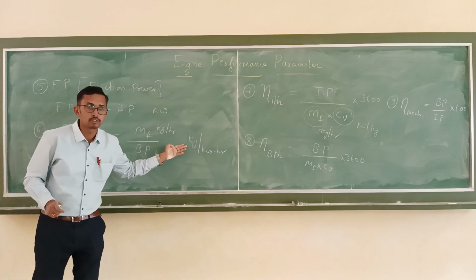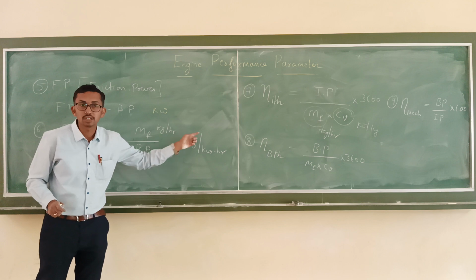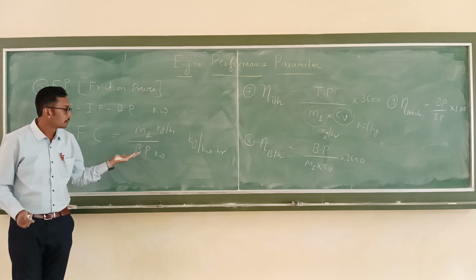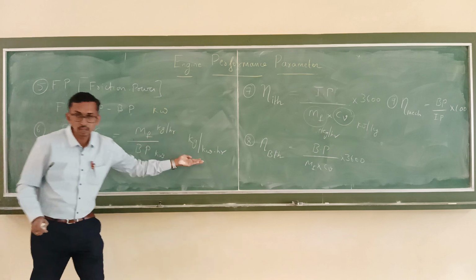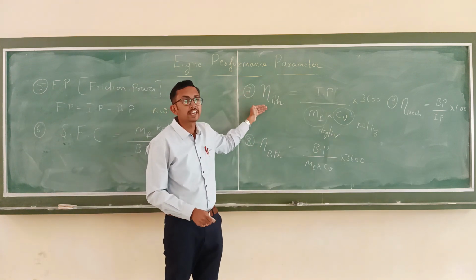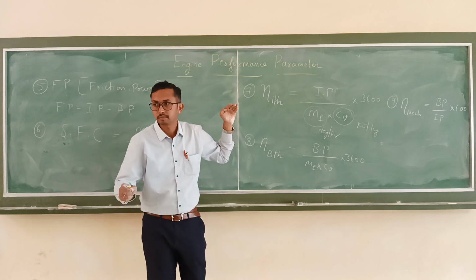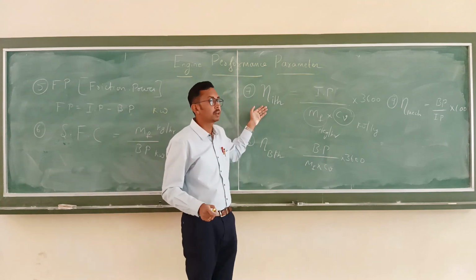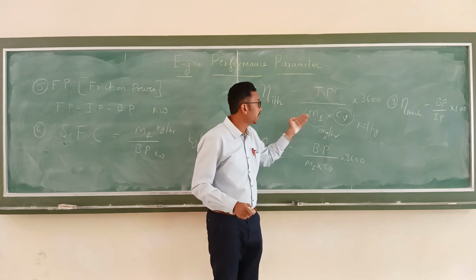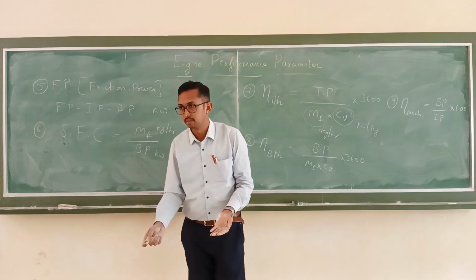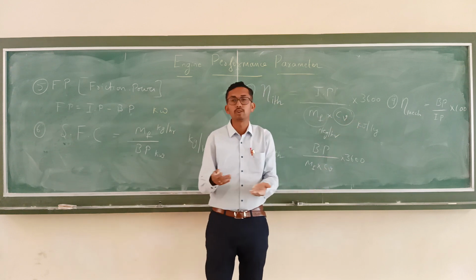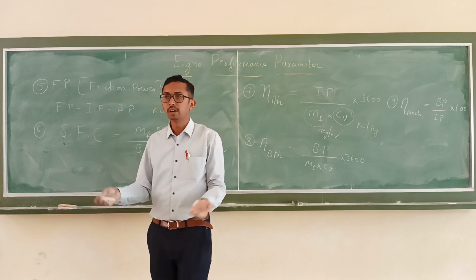What is the unit of the specific fuel consumption? Kg per kilowatt hour. Because MF is in kg per hour and BP is in kilowatt. So that's why this is the unit. Next one is about the efficiency. The first efficiency is indicated thermal efficiency. It is the ratio of IP, that is indicated power, by power generated. Mass of fuel into calorific value is the formula to find out the power generated or power produced.